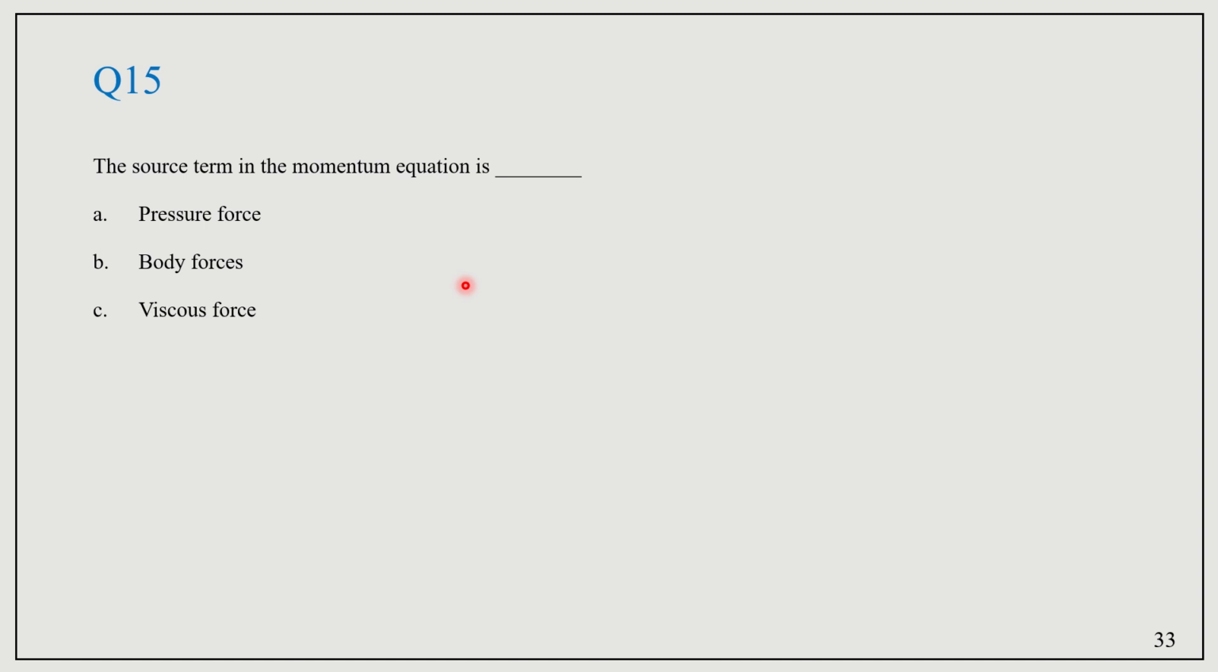So coming to question 15, the source term in the momentum equation is dash. Option A, pressure force. Option B, body force. Option C, viscous force. Option D, acceleration. So we have the momentum conservation equation. In that we have 4 terms if we simplify the equation. If you want, I can show the equation as well.